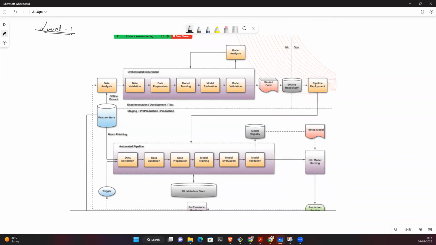Level 1. In level 1, we are trying to automate a few of the things. Whatever drawbacks were there in level 0, we are trying to overcome those in level 1, and we'll try to deploy these things into production. That's the agenda for level 1.